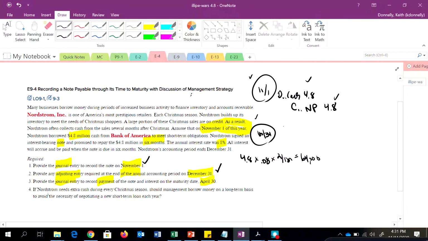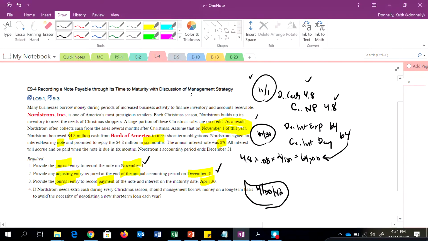So what that means is we have to accrue our interest for 2 months, debit interest expense, credit interest payable, 64,000. Got that from the calculation. Now they're saying, okay, you borrowed it in November, the end of the year happened. Can you show us on 4/30 of year 2, right, what the journal entry is at the maturity date?